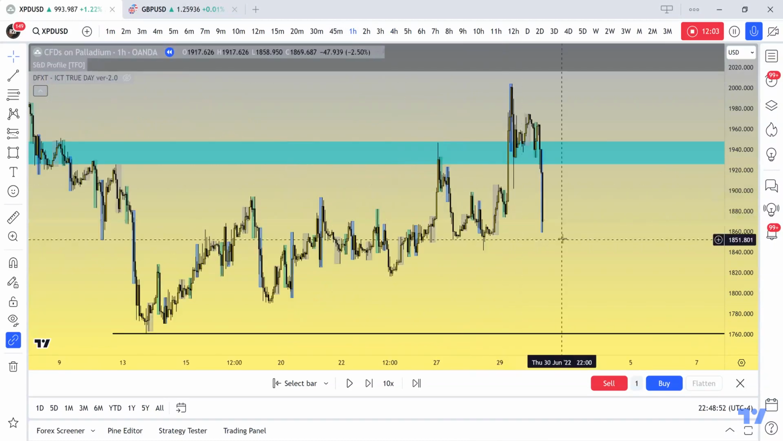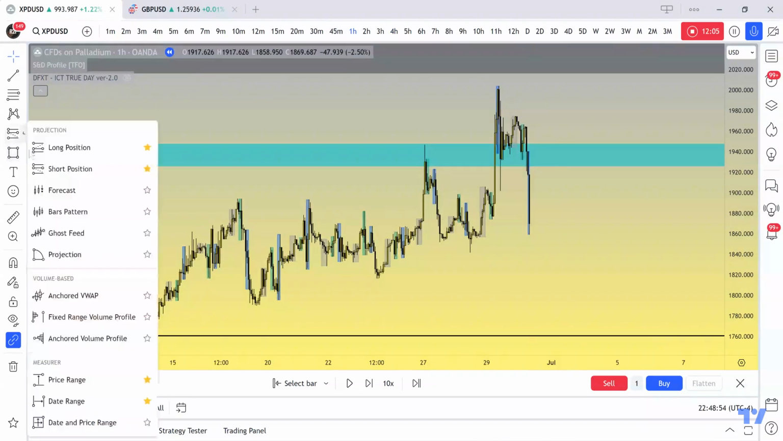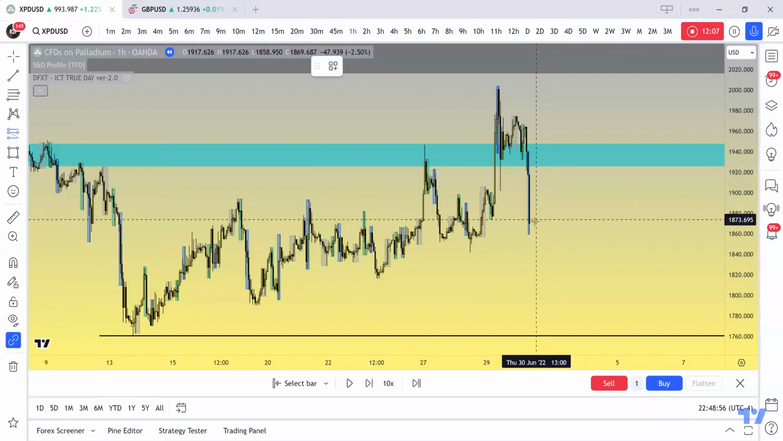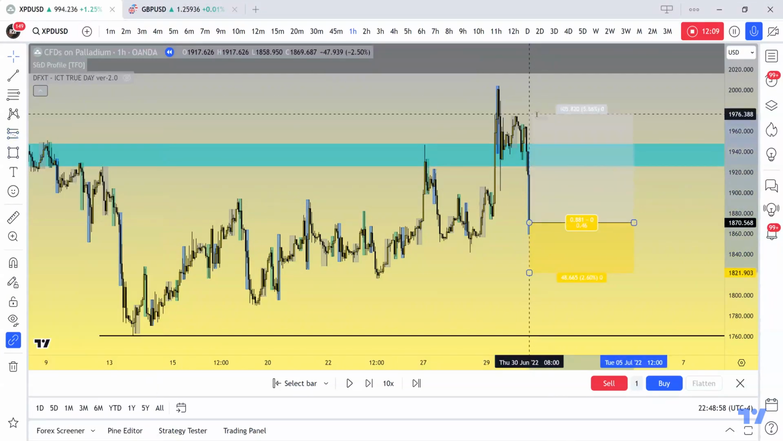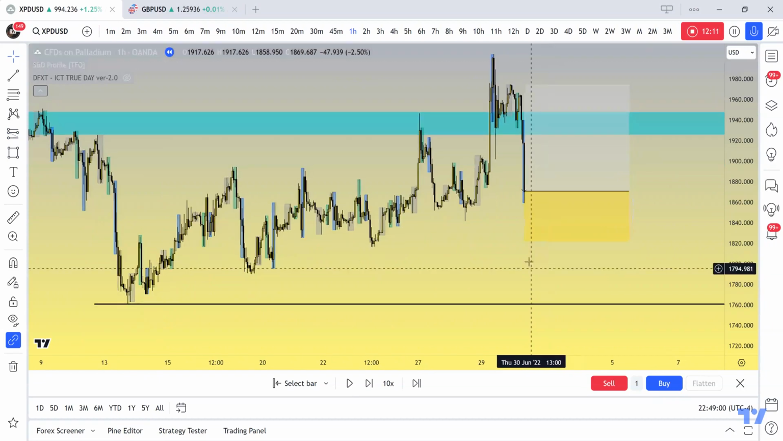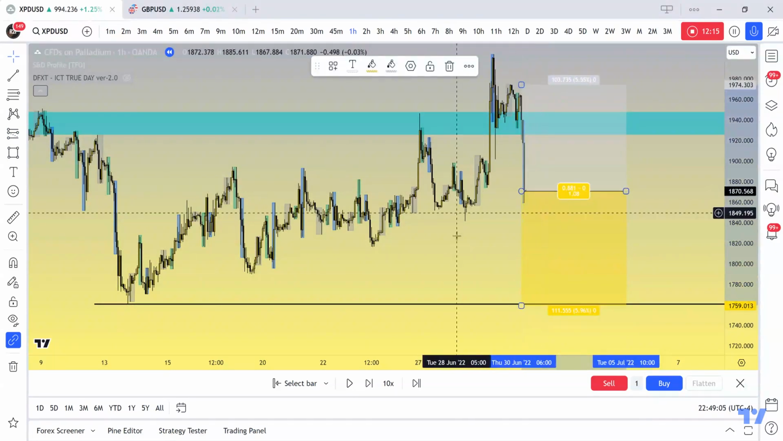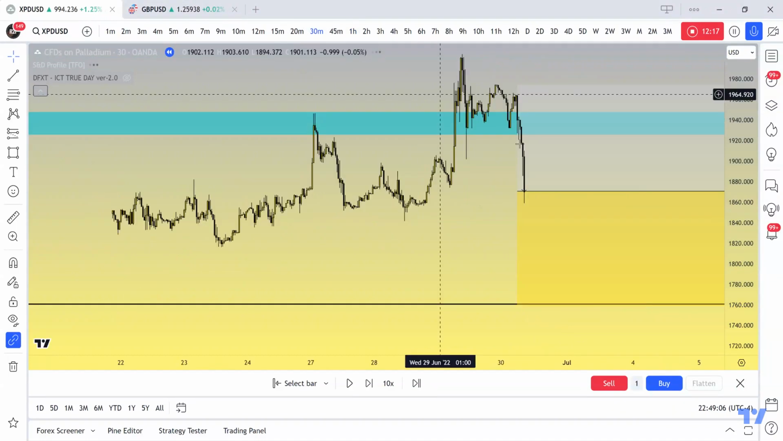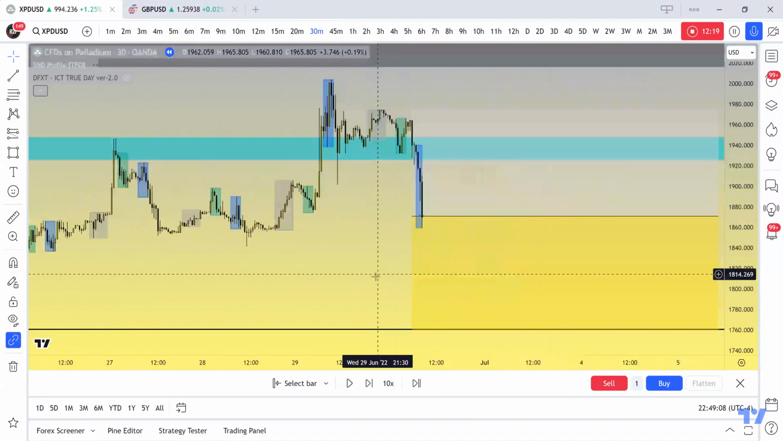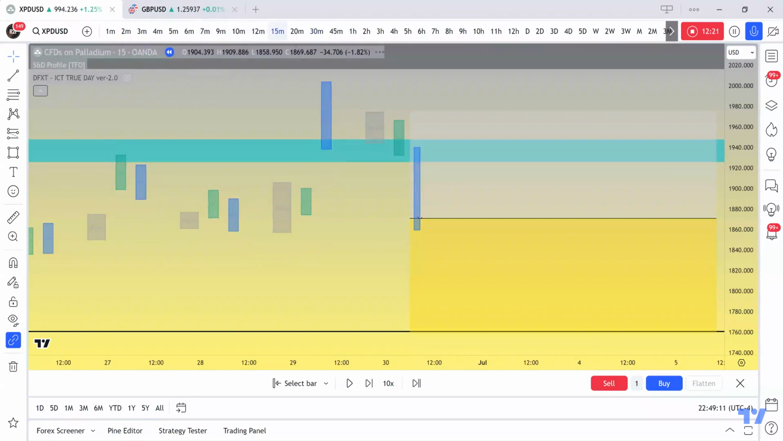Okay, at this point, I'm pretty confident we're going down, right? We could wait for a retracement, or we could just put a stop. Really low RR. Let's see if anything on the 30-minute. 15.